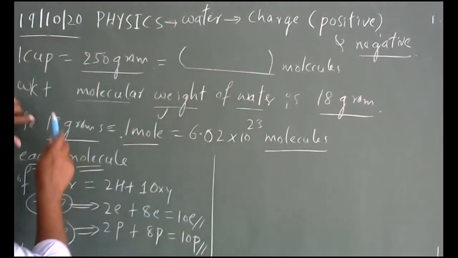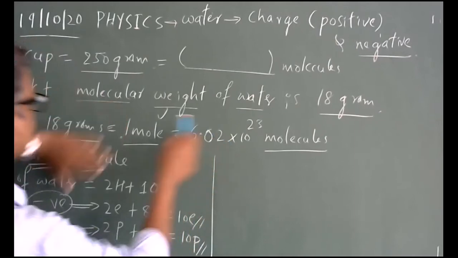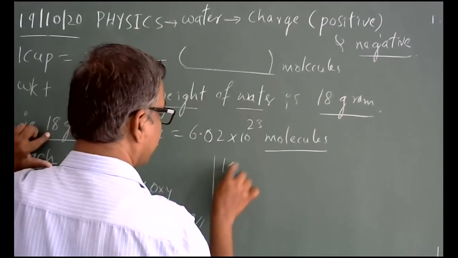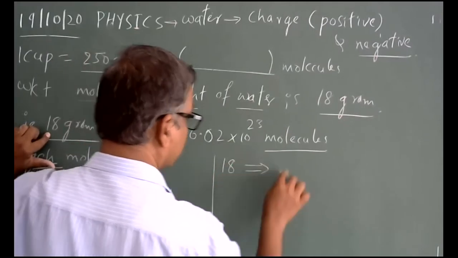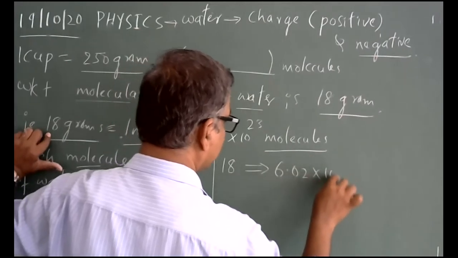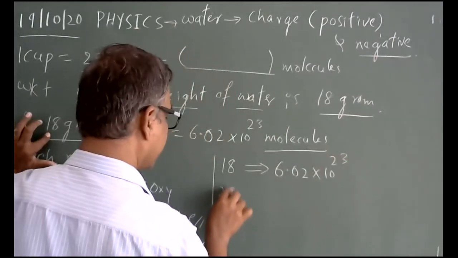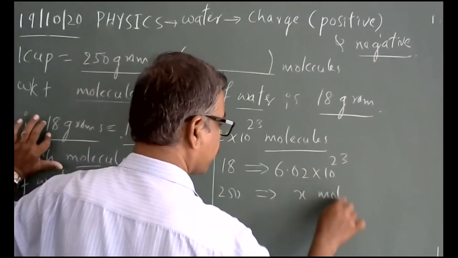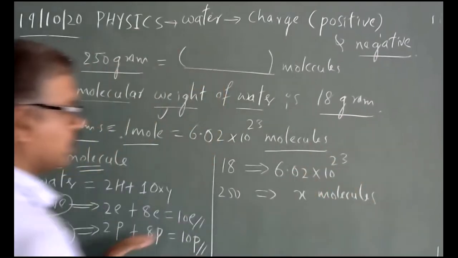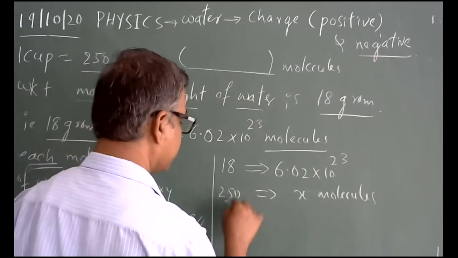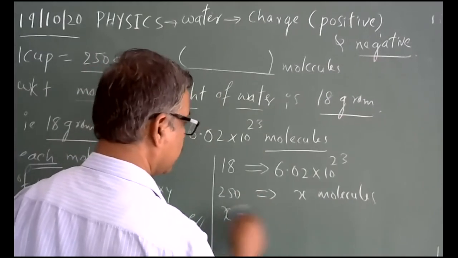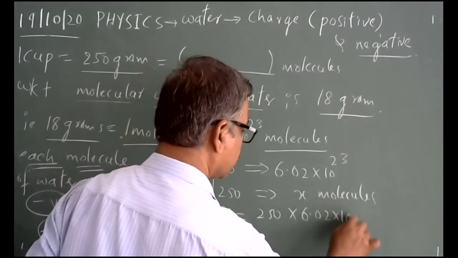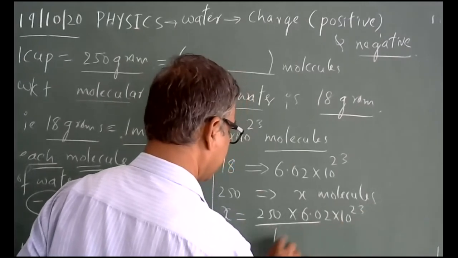As I said, 18 gram equals 1 mole, 1 mole is equal to this much. 18 gram equals this much, so 250 gram equals how much? Let me write, 18 grams corresponds to Avogadro's number 6.02 × 10^23 molecules. For 250 gram, how many molecules? Call it X molecules. When you do the cross multiplication, X is equivalent to 250 × 6.02 × 10^23 divided by 18.